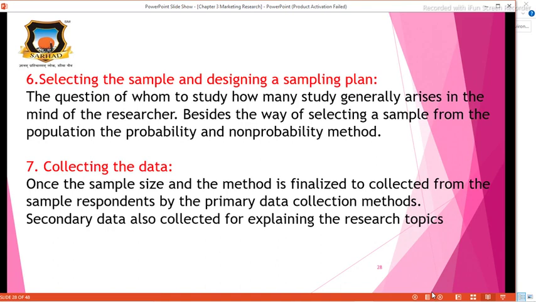The next step is collecting the data. After deciding the sampling, the next stage is where the researcher has to select the method of data collection. There are two types of data collection methods. The first is primary data collection and the second is secondary data collection.